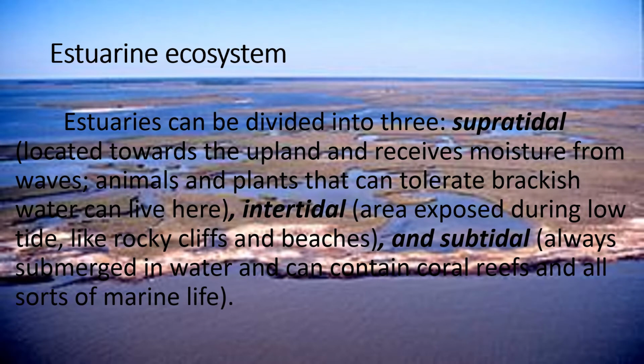Estuaries can be divided into three: supratidal, where it is located towards the upland and receives moisture from waves. The animals and plants that can tolerate brackish water can live there. Intertidal, these are areas exposed during low tides, like rocky cliffs and beaches. And subtidal, which are always submerged in water and can contain coral reefs and all sorts of marine life.